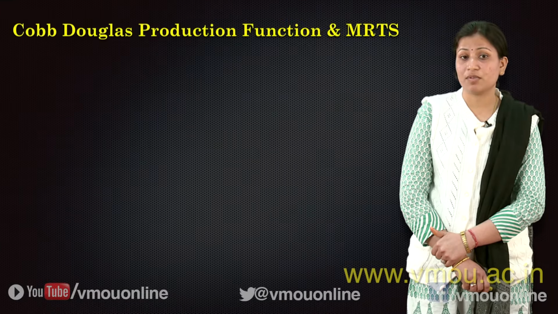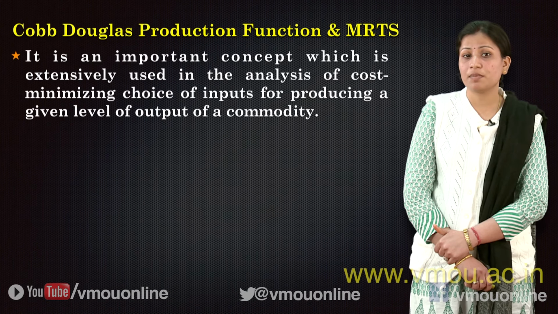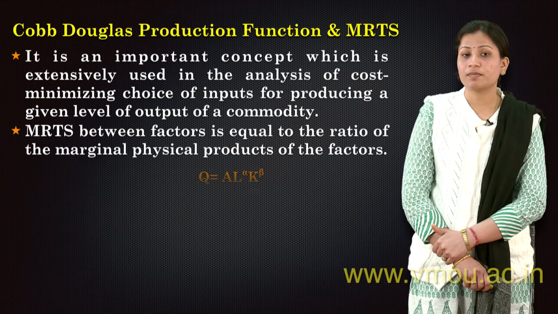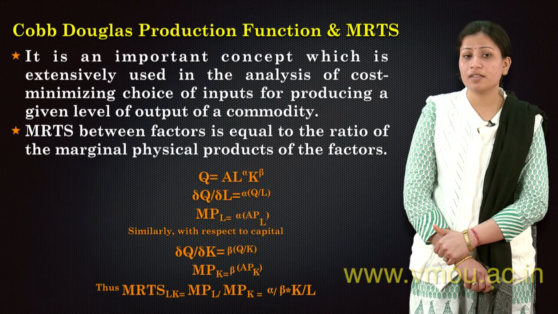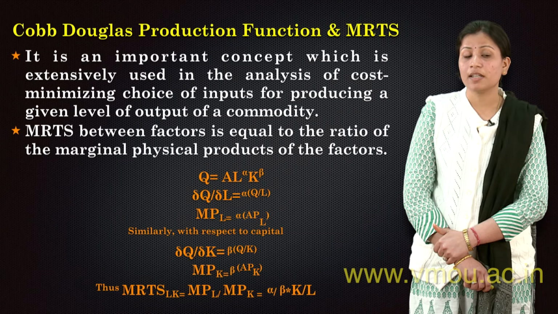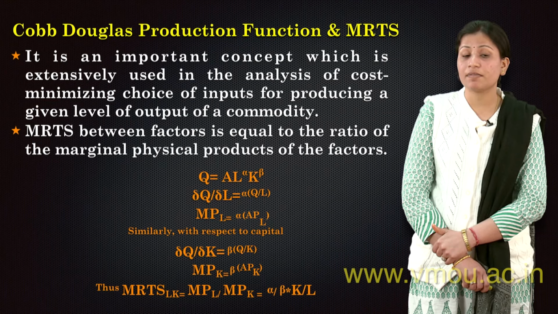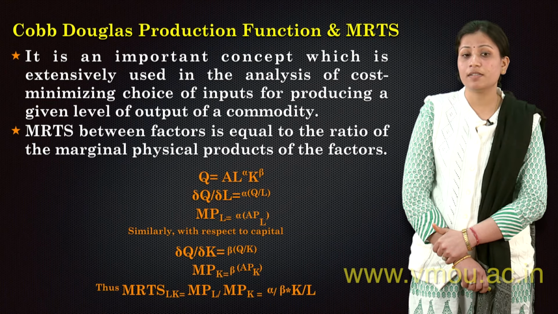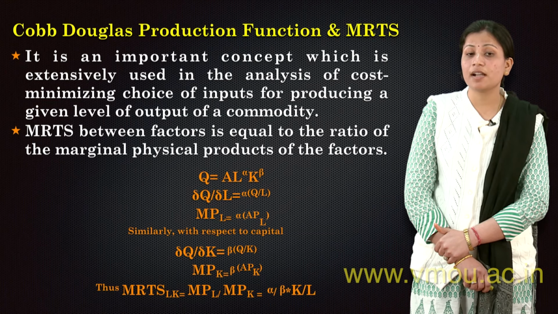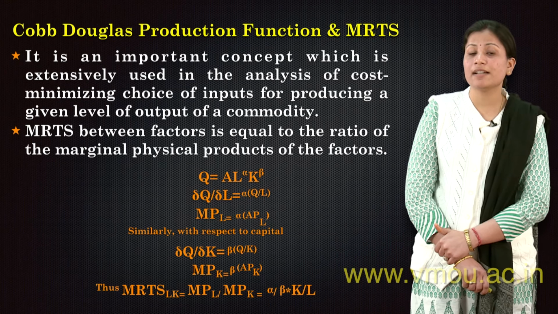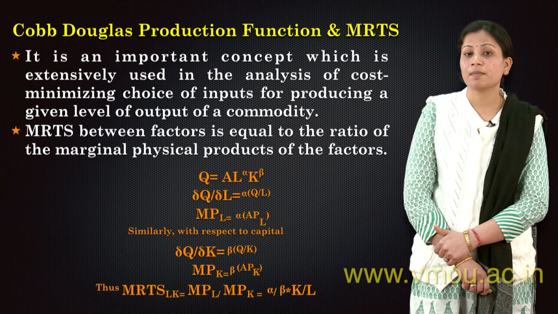Now, what happens with respect to the marginal rate of technical substitution? It is an important concept, extensively used in the analysis of cost minimizing choice of inputs for producing a given level of output of a commodity. MRTS, the marginal rate of technical substitution between factors, will always equal the ratio of the marginal physical products of the factors.